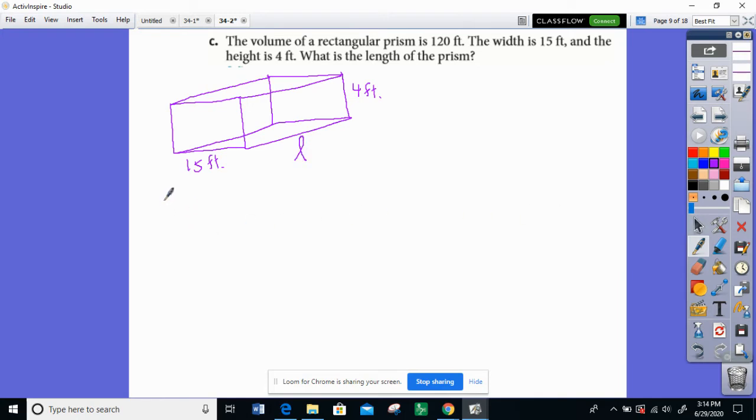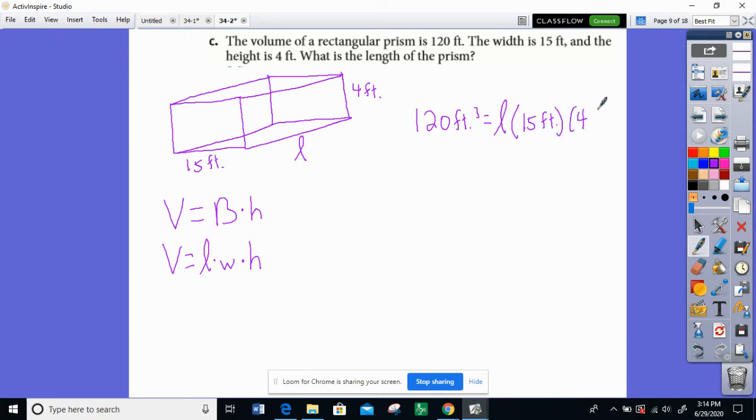Well, we know that the volume formula for a prism is the area of the base times the height. But since the base is a rectangle, we can say that the base is length times width. So we're just going to work backwards from this formula. We know that the volume is 120 cubic feet. We know that that's equal to the length, which we're trying to solve for, times the width of 15 feet, times the height of 4 feet.